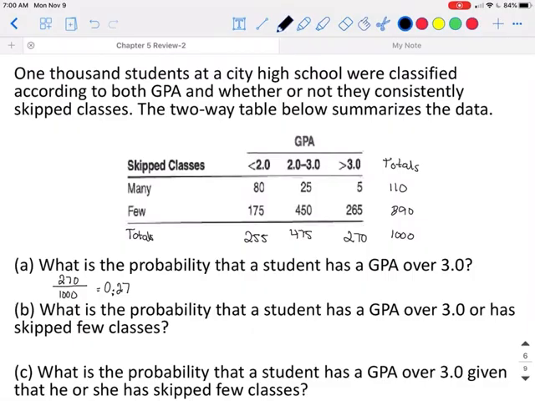What's the probability that a student has a GPA over 3.0 or has skipped a few classes? Now, we know the probability that they got over 3.0 is 270 out of 1,000. The probability they skip few classes is 890 out of 1,000, but it is possible they skip few classes and have over 3.0. So you have to subtract where those two overlap. And the number of people who have over 3.0 and skip few classes is 265 out of the 1,000, which will give us a total of 895 students out of the 1,000 who skip few classes or have over 3.0, or 89.5% of the students.